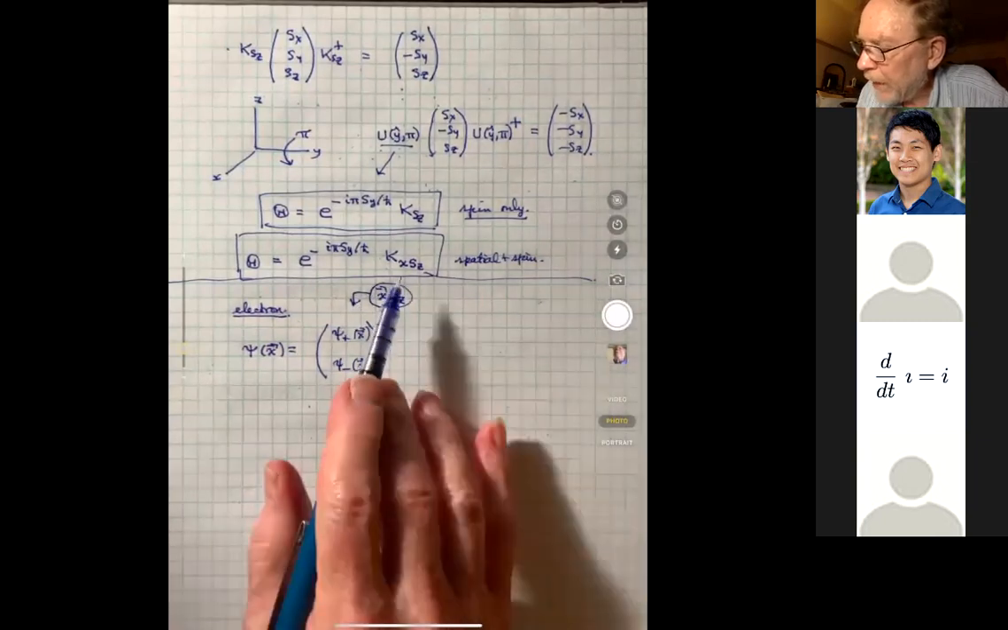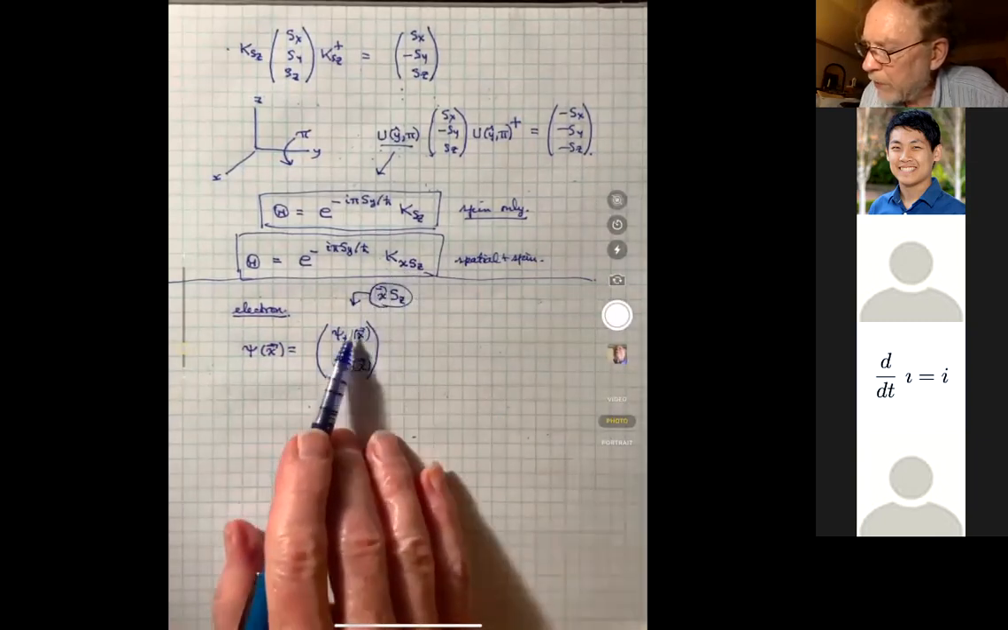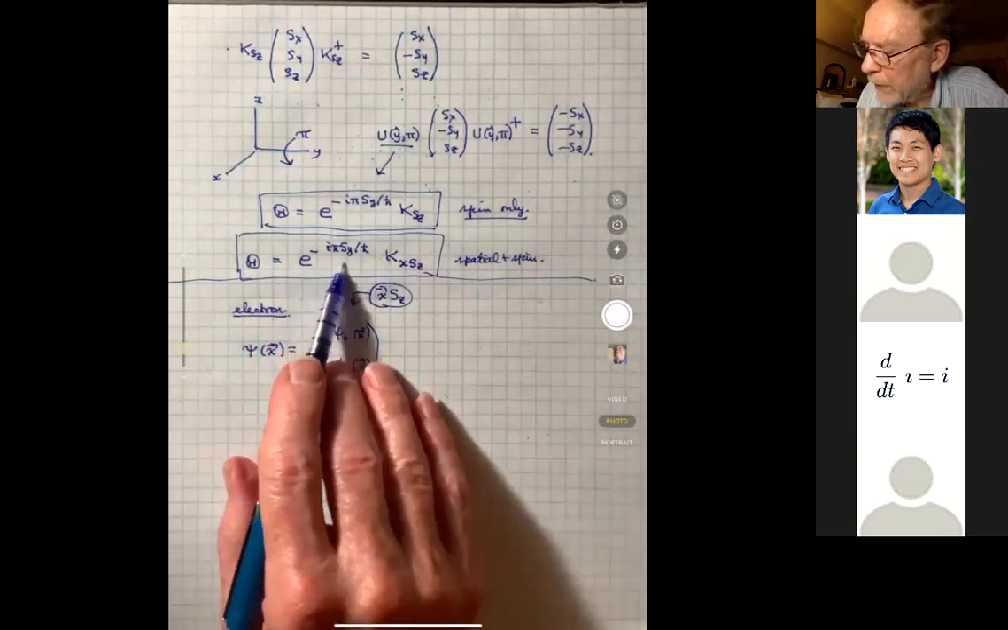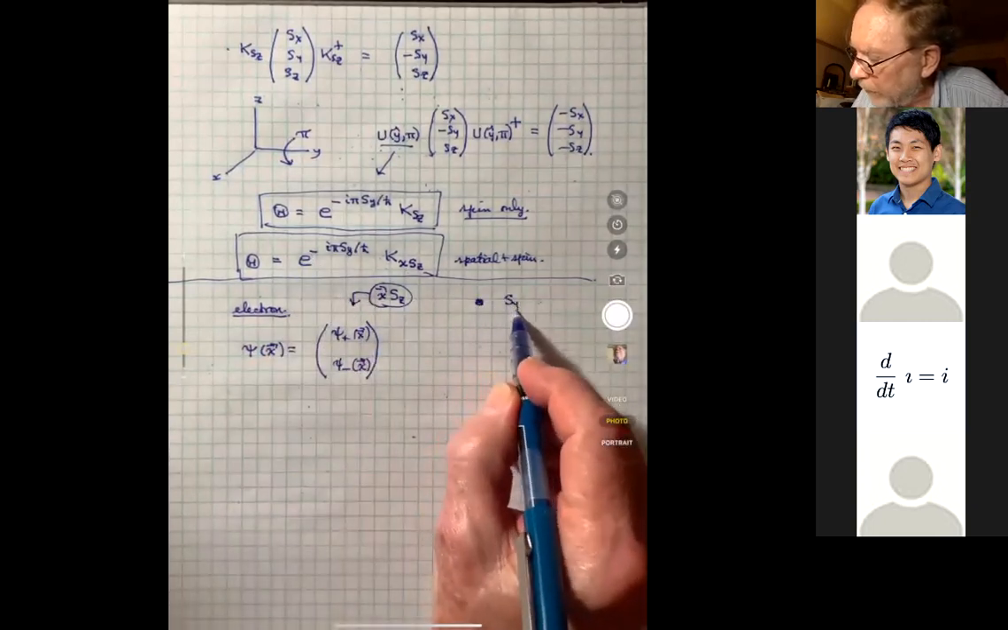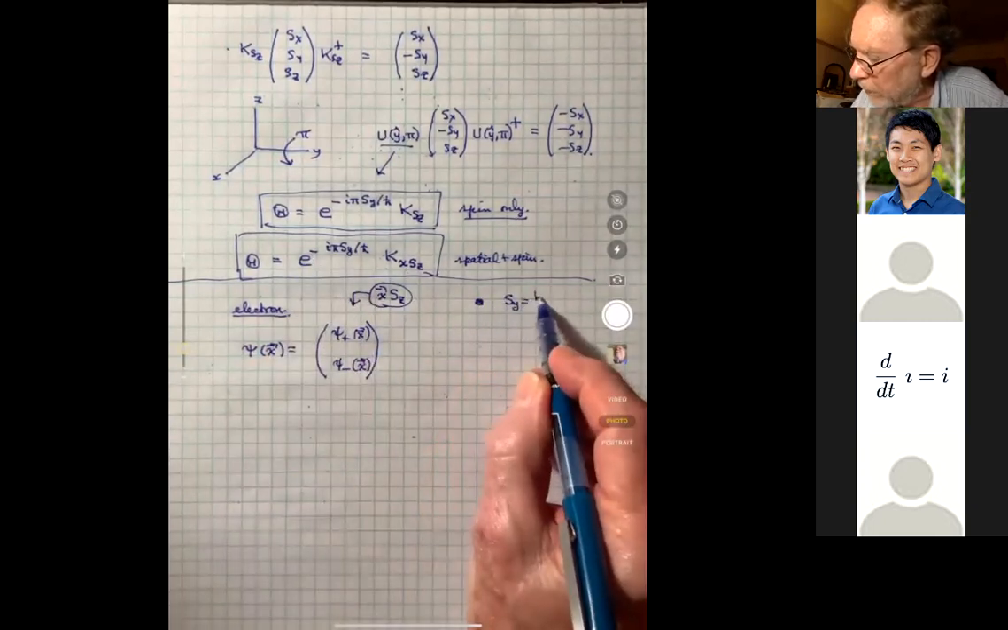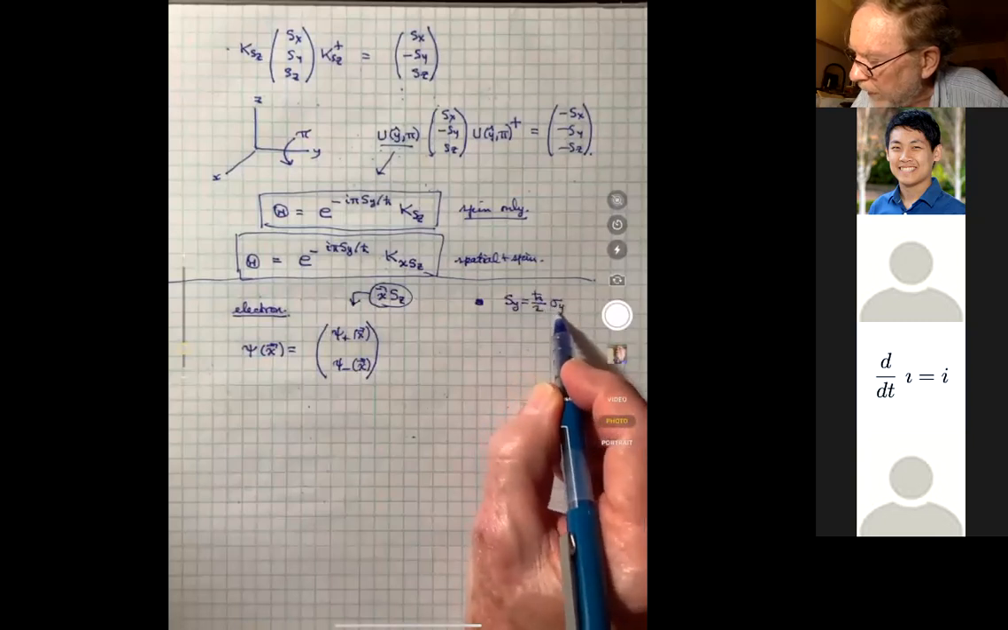And so what K is going to do here is to complex conjugate that. But we also have the spinor rotation. Now the S sub y, the y component of spin for an electron, a spin 1/2 particle, is h bar over 2 times sigma y.